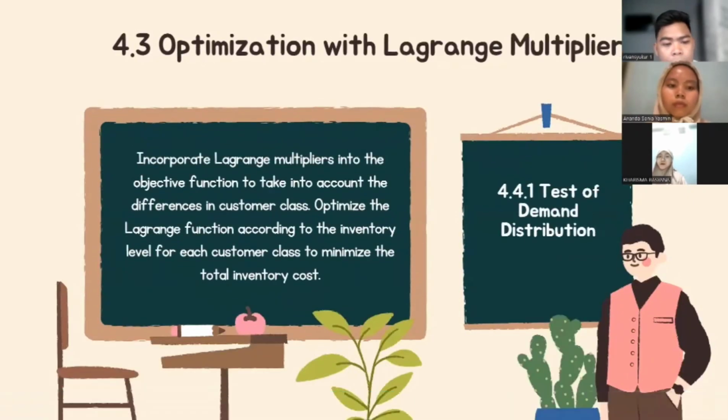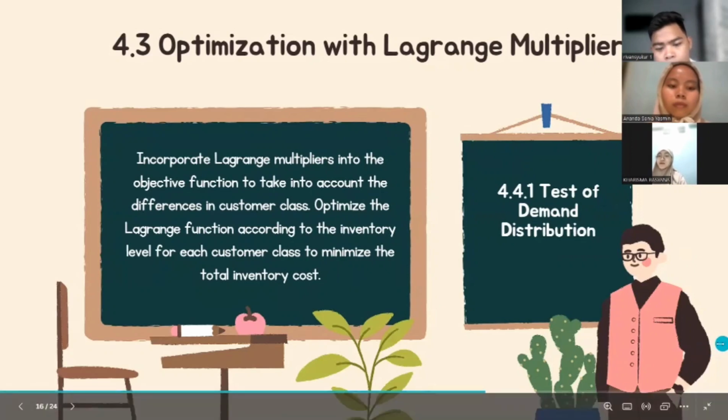For 4.3, optimization with Lagrange multiplier. Incorporate the Lagrange multiplier into the objective function to take into account the difference in customer classes. Optimize the Lagrange function according to the inventory level for each customer class to minimize the total inventory cost.